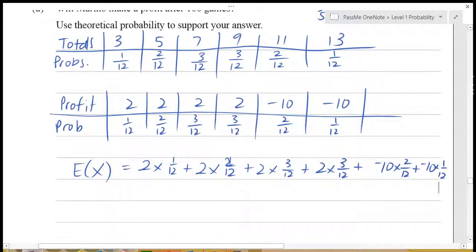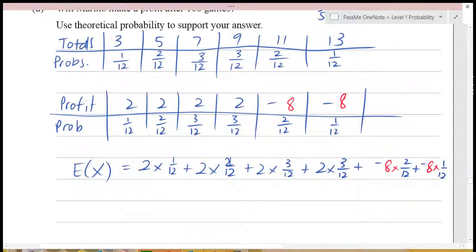But before we go any further, I've just spotted a little mistake here. What we want to do here and here is actually make that 8, because although he loses $10, they've already paid him 2, so we need to change those ones to negative 8 and negative 8. So we need to change that down here as well. So that's negative 8 and negative 8. Okay, and putting that into our calculator, that gives us negative a half. So in other words, on average, he's going to lose $1 every time he plays this game.